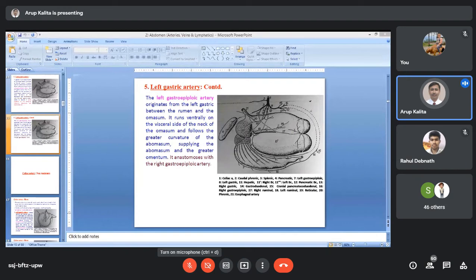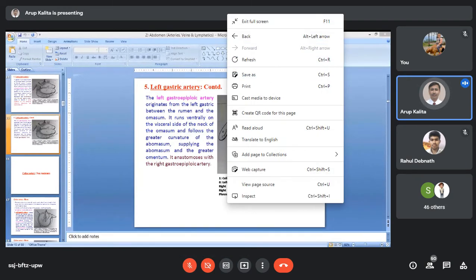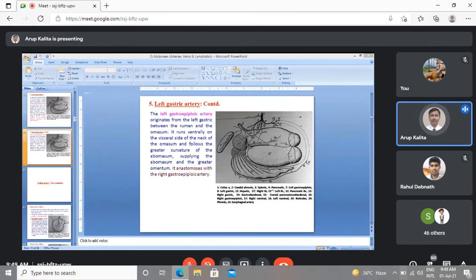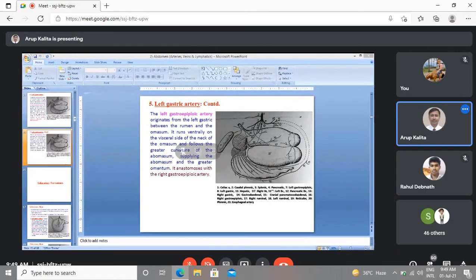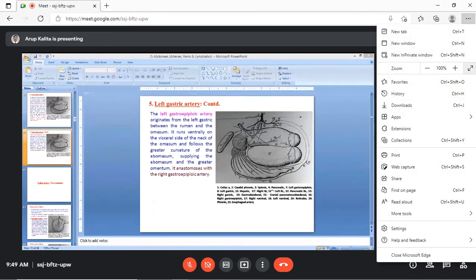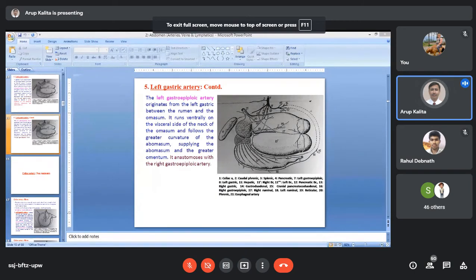Then next is the splenic branch. The splenic branch will go to the spleen, but it will give the right ruminal artery. So number 3 is the right ruminal artery. The right ruminal artery will come to the right surface of the rumen and join with the left ruminal artery. Then next, number 4 is the left ruminal artery. The left ruminal artery will give one branch to the reticulum, and that is the reticular artery.